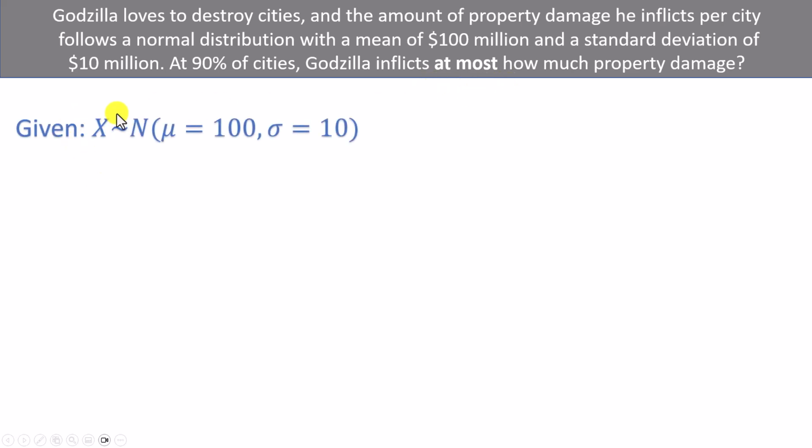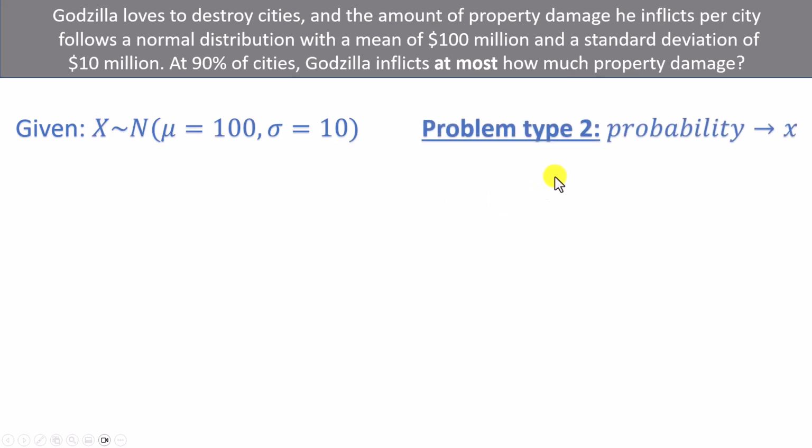So once again, we still have the same setup in terms of the variable, but you should be able to recognize, hopefully, that this is the reverse of what we've done before. We're actually asking for an amount of property damage, which is a value for x. But we are given an area or a probability. We're given the 90%. In the previous problems, we were always solving for that area. But now we're going backwards. Sometimes they call these the backwards or the inverse problems. So hopefully you're able to recognize this is going to be a problem type number 2. We're going from that probability to eventually get a value for x.